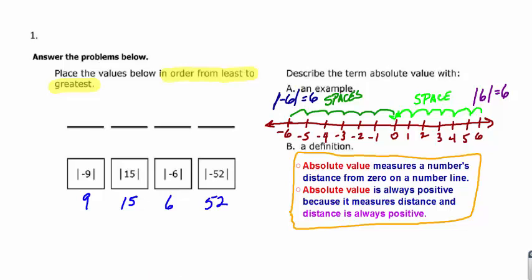And that's why in this first problem, the absolute value of -6 is our smallest number. It has the least value of our group. The next least value is the absolute value of -9. Then the absolute value of positive 15. And finally, the biggest number is the absolute value of -52 because it's 52 spaces away from 0. So there's the first part of this page.